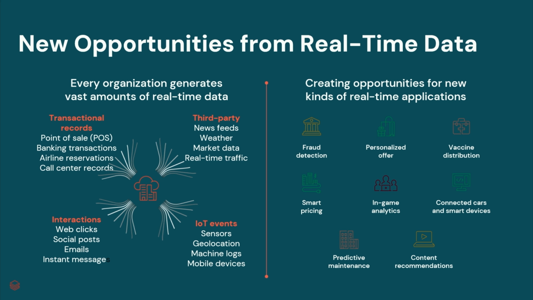In terms of applications, what are the interesting applications that you can write? That includes fraud detection and personalized offers when you're looking at the click data, vaccine distribution when you want to do real time, and also in-game analytics, connected cars, and vehicle maintenance. So this is a bunch of applications that you can do.